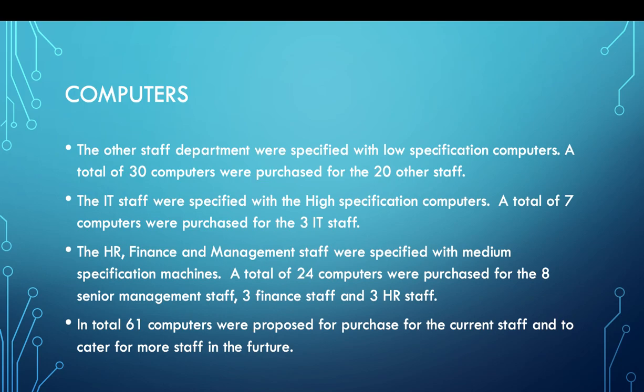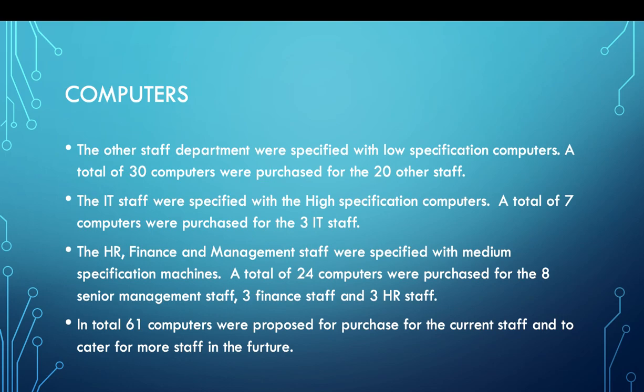So for the other staff department, a low specification computer was specified. For the IT staff, a high specification PC was specified, and for the HR, finance, and management staff, a medium specification PC was specified. In the other staff department, there was a total of 20 employees currently. However, 30 was specified to cater for additional employees joining.